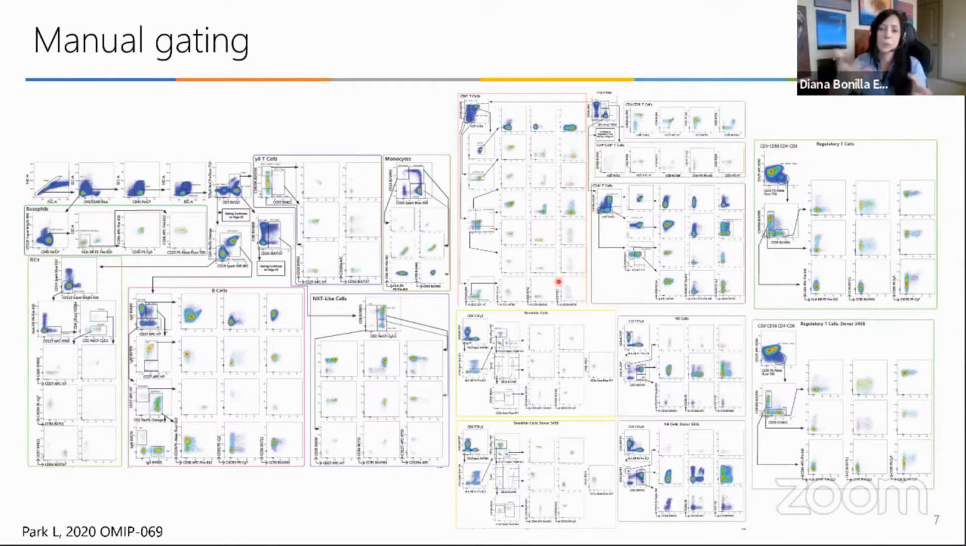But this reveals the complexity of these big panels and the limitations that manual gating has. It's time consuming, it's error prone, and it's very biased by the knowledge of the investigator. And in addition to that, it doesn't capture the complexity of the data, because when we do manual gating, we tend to focus on gating only the subsets that we know. So you miss the potential of discovering new relevant populations for your particular study.